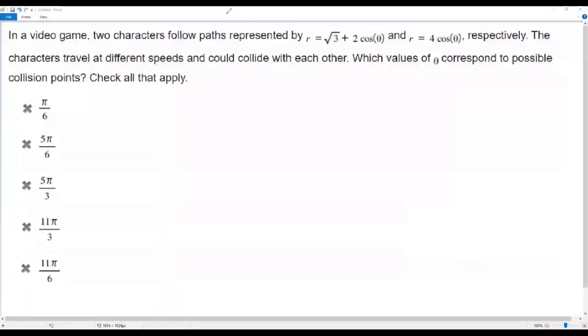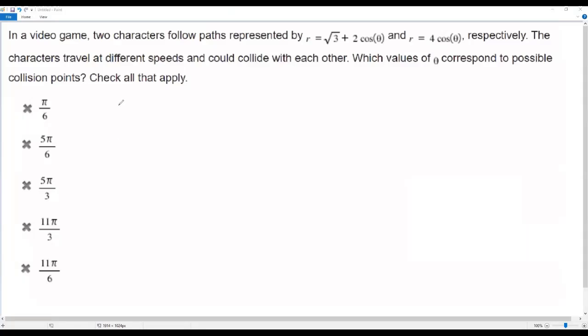Here we have a pre-calculus problem. Okay, let's go with the question. In a video game, two characters follow paths represented by r equals square root of 3 plus 2 times cosine theta and r equals 4 cosine theta respectively. The characters travel at different speeds and could collide with each other. So which values of theta correspond to possible collision points?